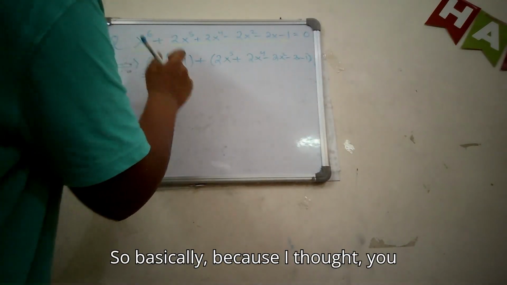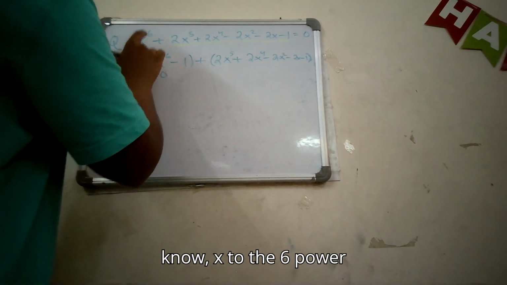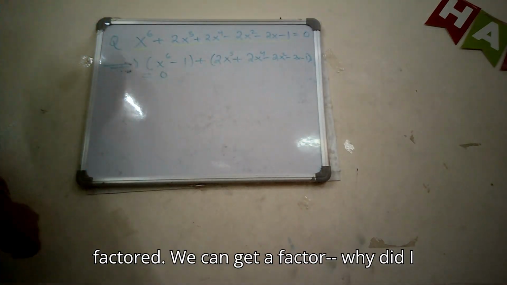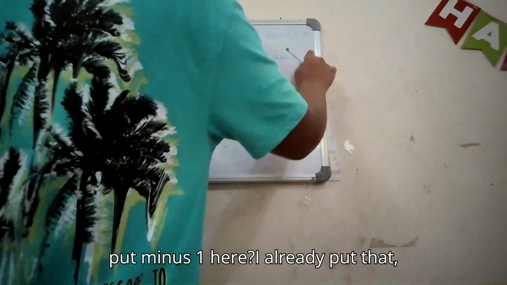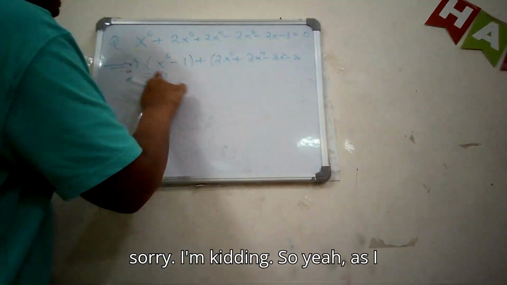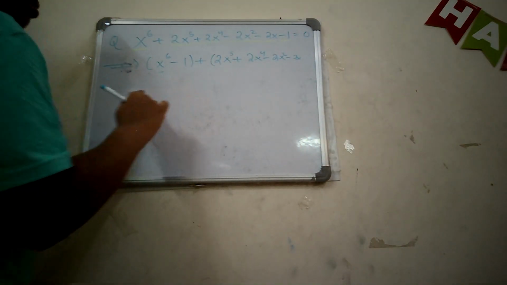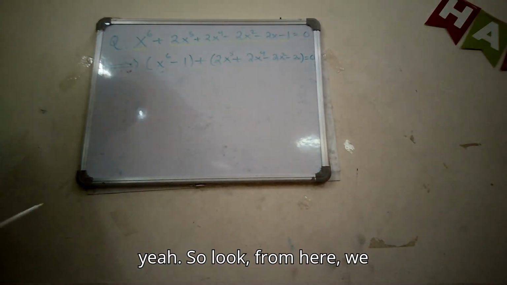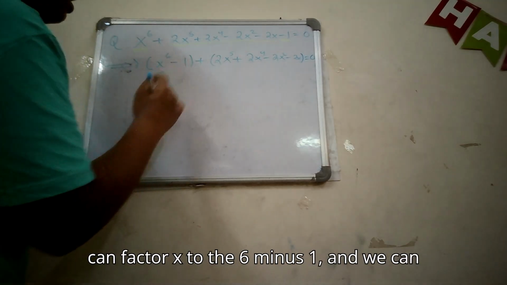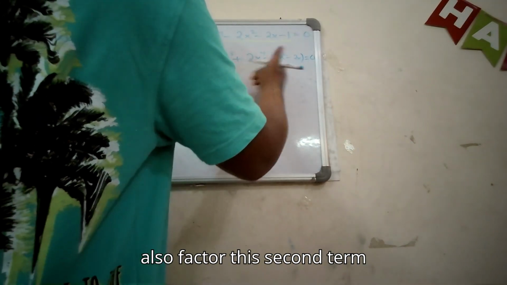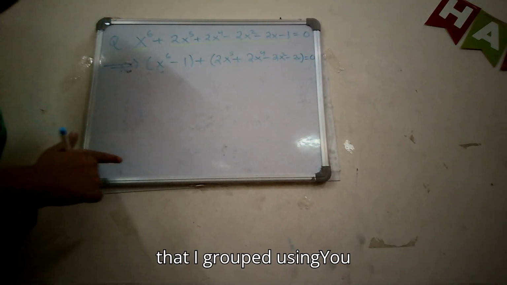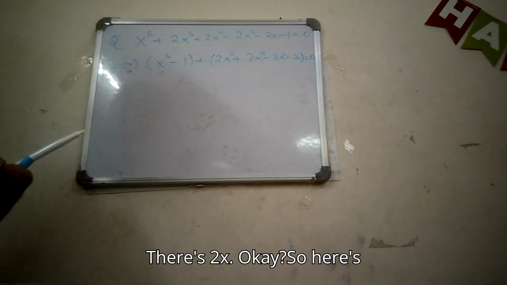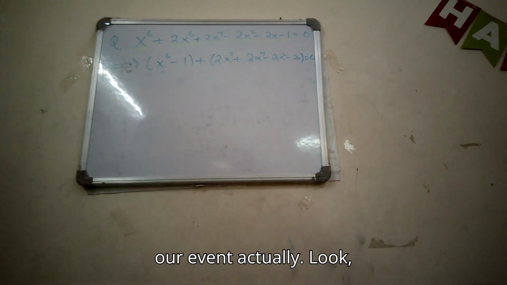So basically, I thought x to the 6th power minus 1 is factorable, and this is also factorable. We can get a common factor. So why did I put minus 1 here? I already put that, sorry. Okay. So yeah, as I was saying, from here, we can factor x to the 6 minus 1, and we can also factor this second term that I grouped by factoring out the common factor. There's 2x.